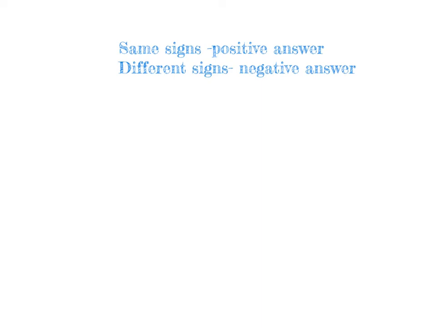All right, so today we're going to focus on multiplying decimals with negatives and positives. The key thing to remember is that if the signs are the same, your answer is going to be positive. If the signs are different, your answer is going to be negative. Do not confuse this with the adding and subtracting rules. They're different.